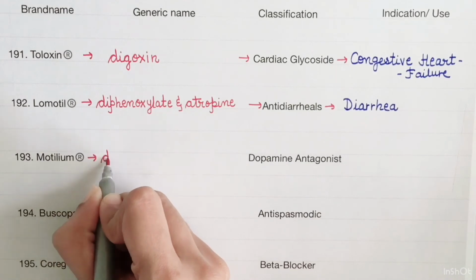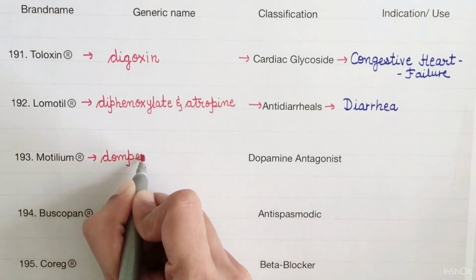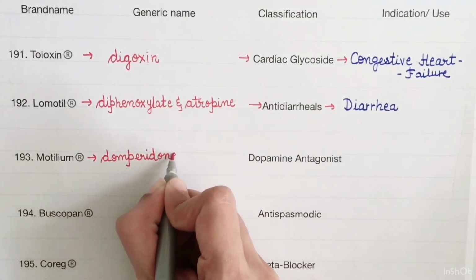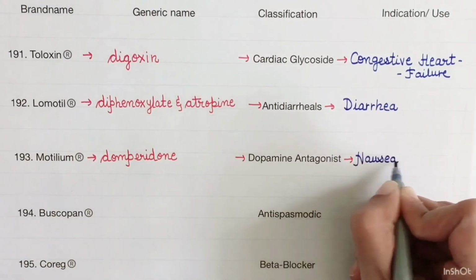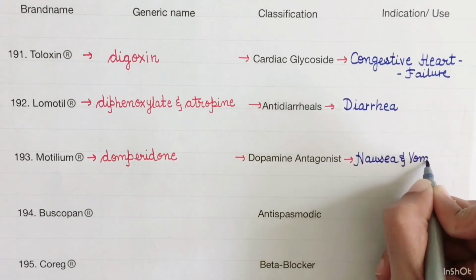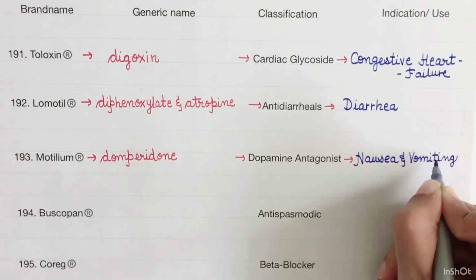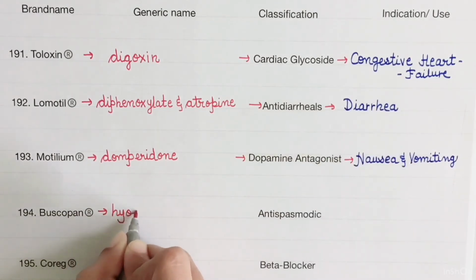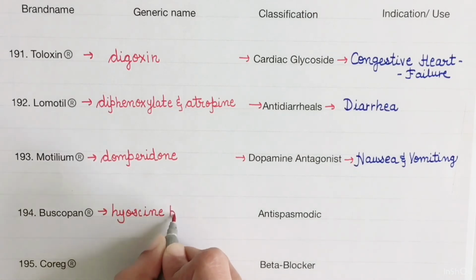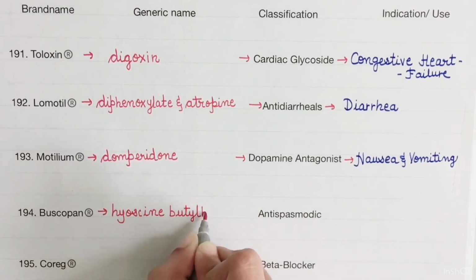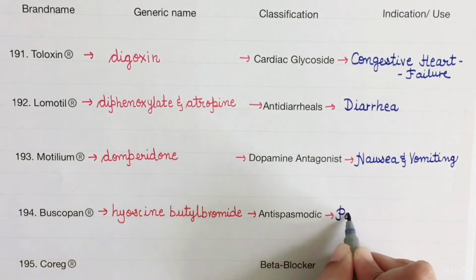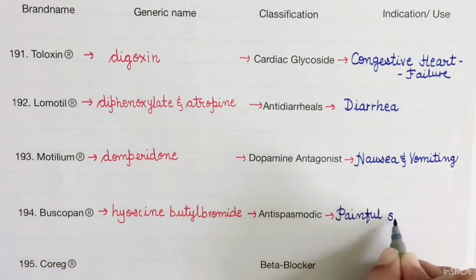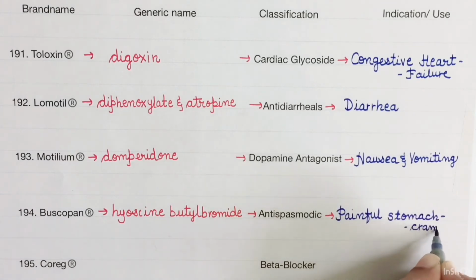193 is Motilium. Its generic is domperidone. Its class is dopamine antagonist and it's used for nausea and vomiting. 194 is Buscopan. Its generic is hyoscine butyl bromide. Its class is antispasmodic and it's used for painful stomach cramps.